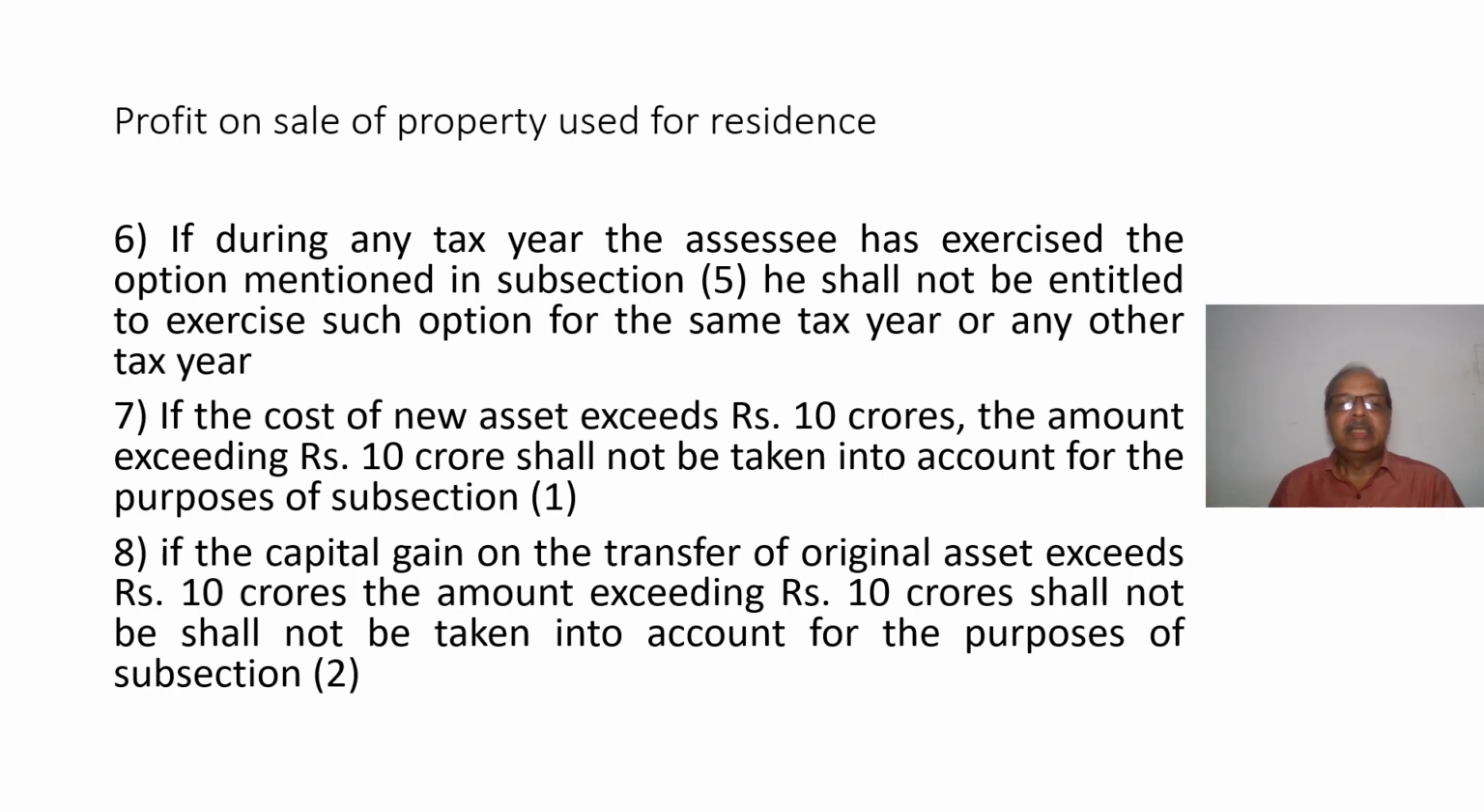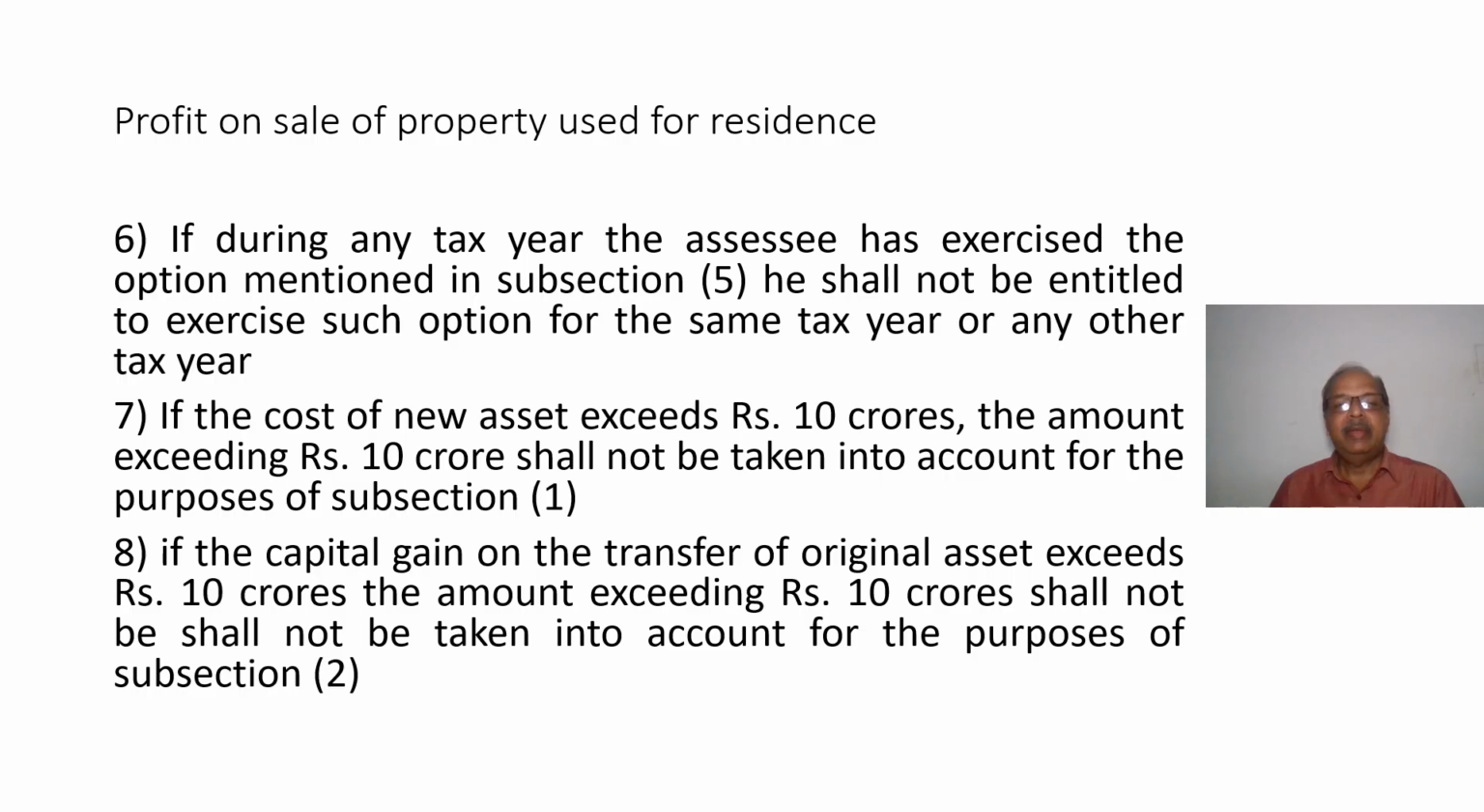Subsection 6: if during any tax year the assessee has exercised the option mentioned in subsection 5, he shall not be entitled to exercise such option for the same tax year or any other tax year. That means if the assessee has exercised the option of buying two residential houses and claimed the exemption for the entire cost of buying the two residential properties, then that option cannot be exercised anymore. Only once in a lifetime can he exercise that option. It is available only once.